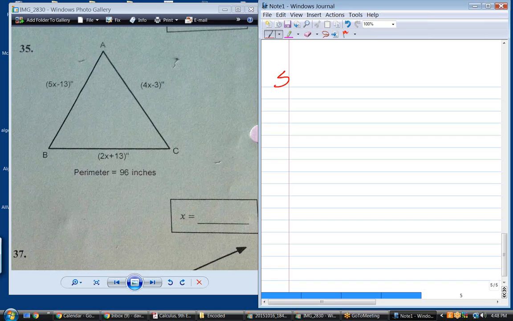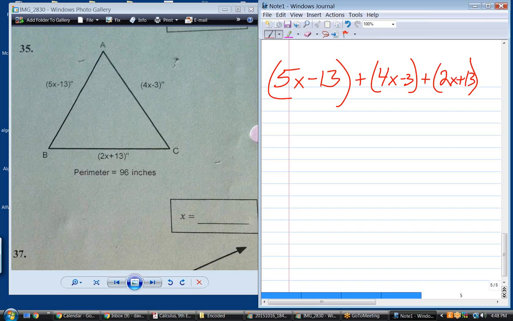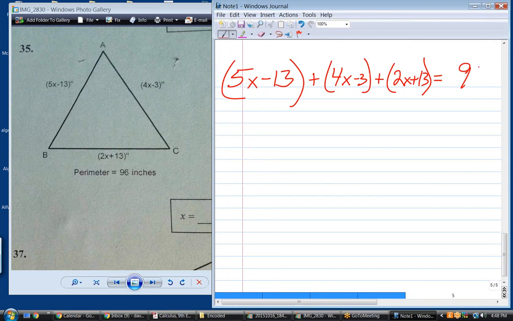Okay. So it would be 5x minus 13 plus... Put parentheses just for clarification. We probably aren't going to need them, but just, so plus what? Plus 4x minus 3 plus 2x plus 13. And what's on the other side of the equal sign? And it equals 96? Correct. In other words, they've told us that's the perimeter. Those are each of the three sides.